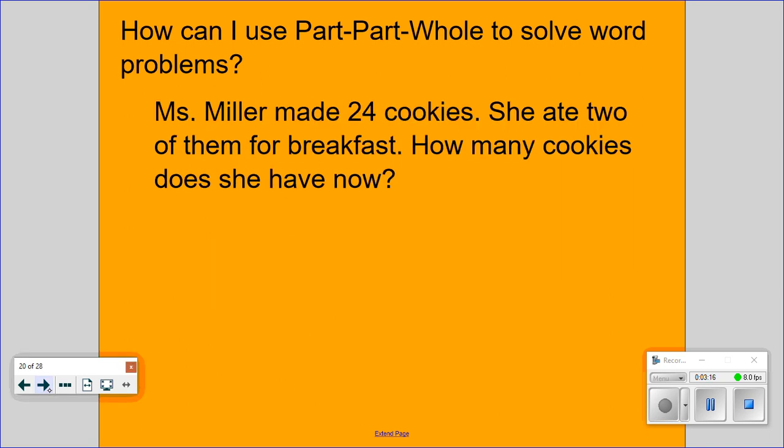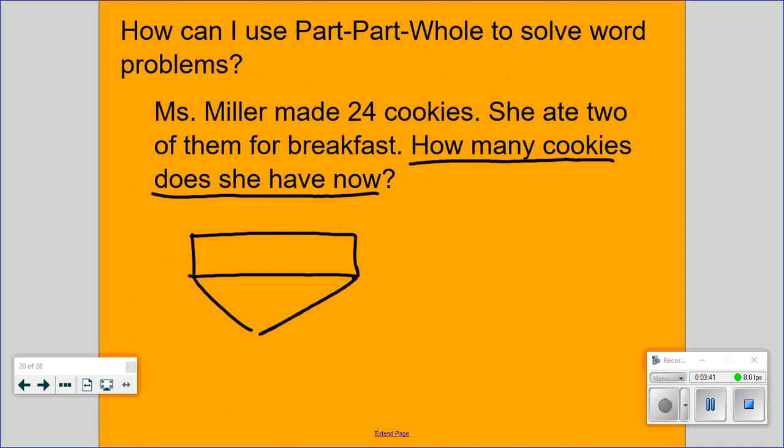So let's do another one, a slightly different version. This one says, Miss Miller made 24 cookies. She ate 2 of them for breakfast. Breakfast of champions. How many cookies does she have now? So again, I'm looking at the question portion of my word problem to figure out what it is I'm counting. How many cookies? I'm counting cookies. So I'm going to draw my bar.